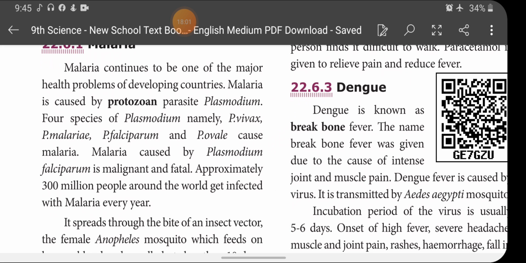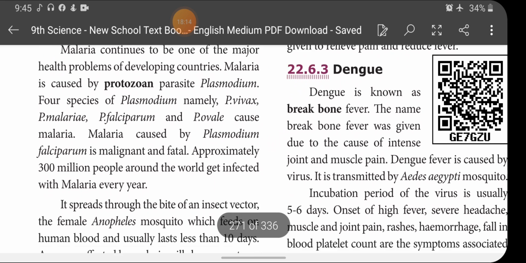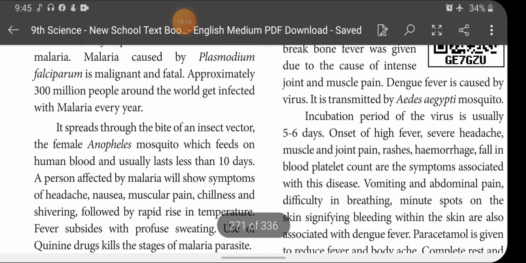Approximately 300 million people around the world get infected with malaria every year. It spreads through the bite of an insect vector, the female Anopheles mosquito, which feeds on human blood and usually lasts less than 10 days.